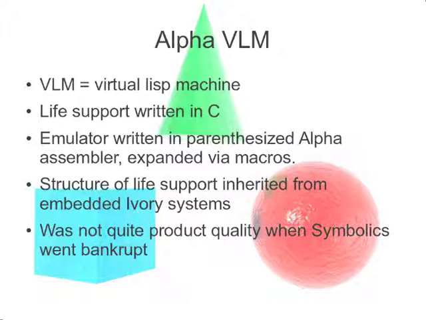So the VLM stands for Virtual Lisp Machine. The life support was written in C, and the emulator was written in what I call parenthesized Alpha assembler. The idea there was this fairly large Lisp system that had lots of macros for little sub-pieces of what had to be implemented to do the instructions. And those macros expanded into basically parenthesized Alpha instructions. And then there was a mechanical translation into the format that the Alpha assembler wanted, and then you assembled them and you included that as an object in the actual executable.